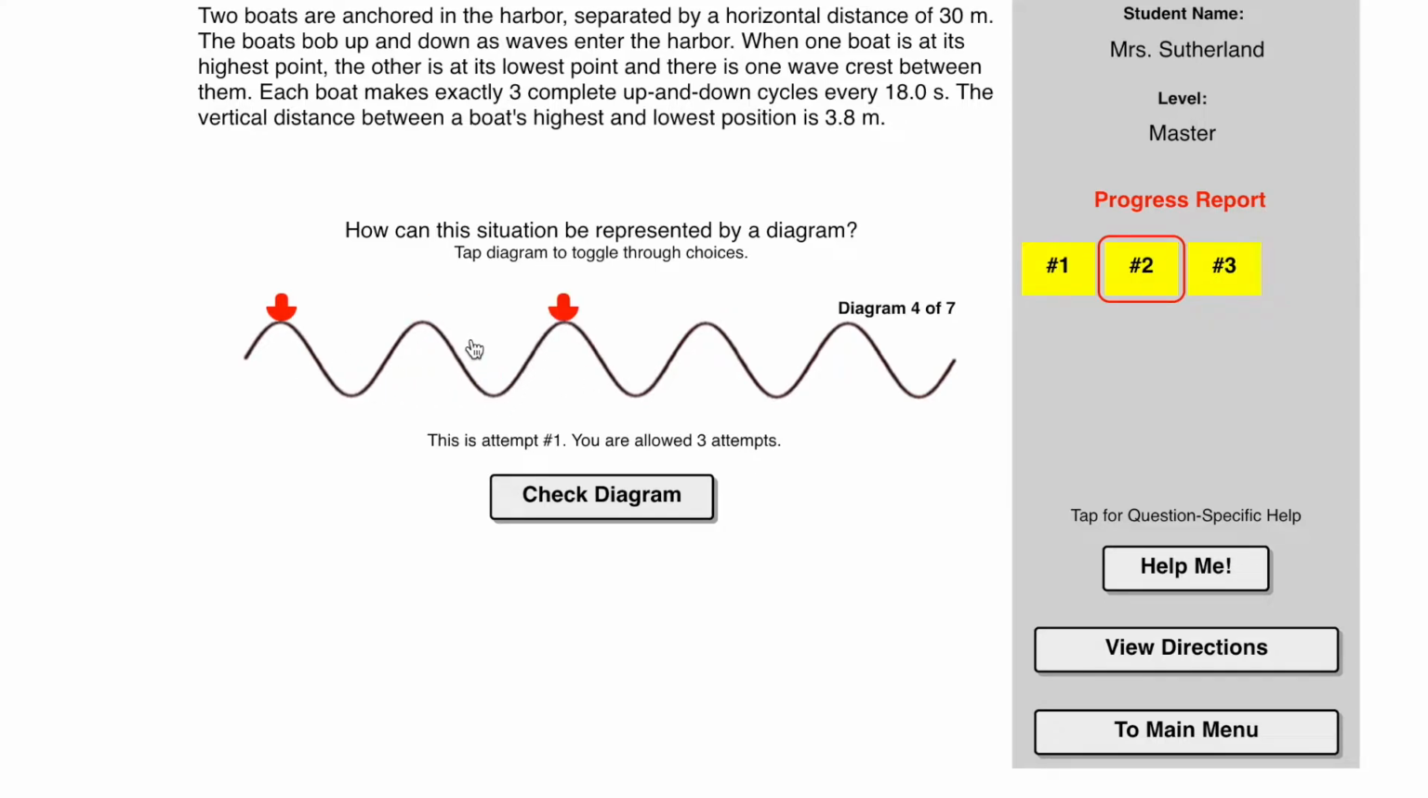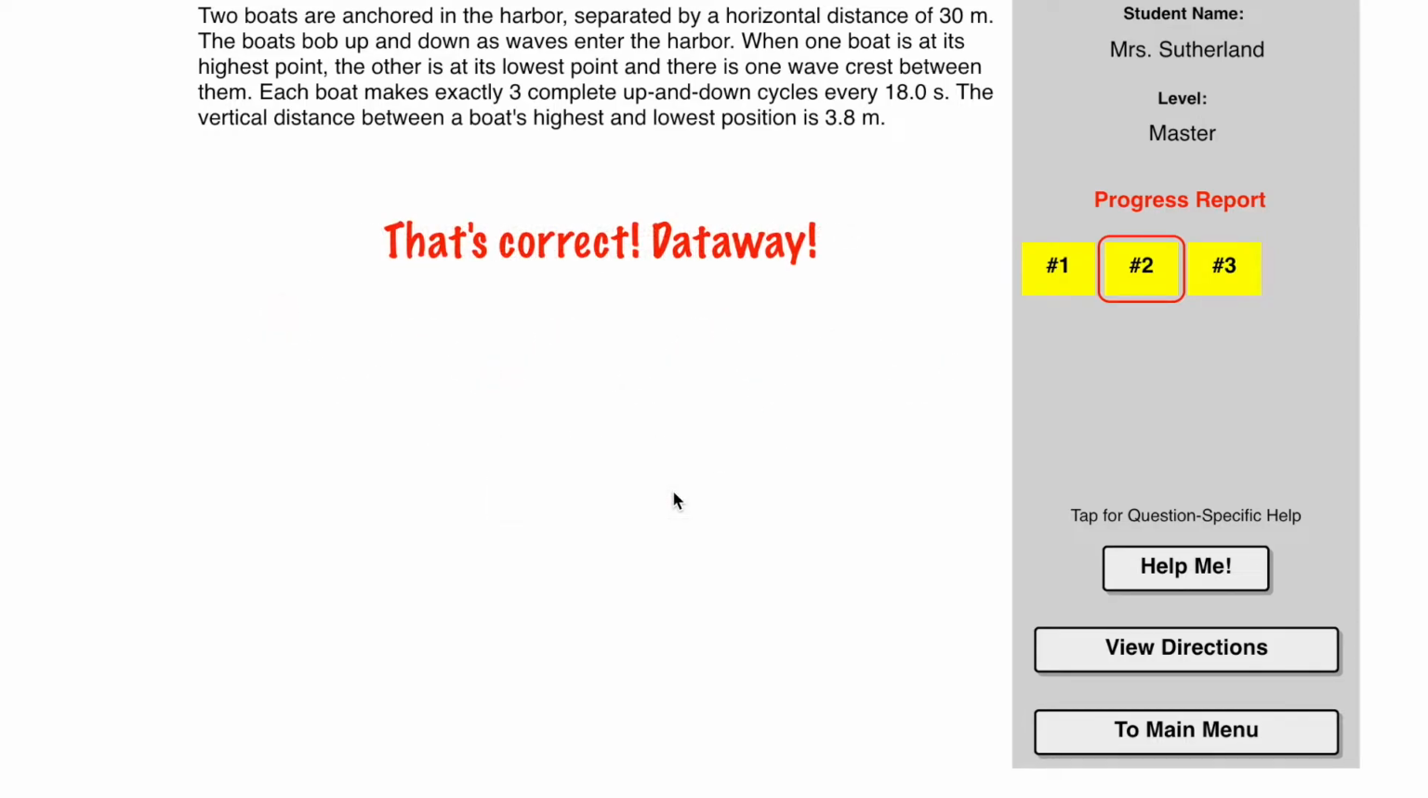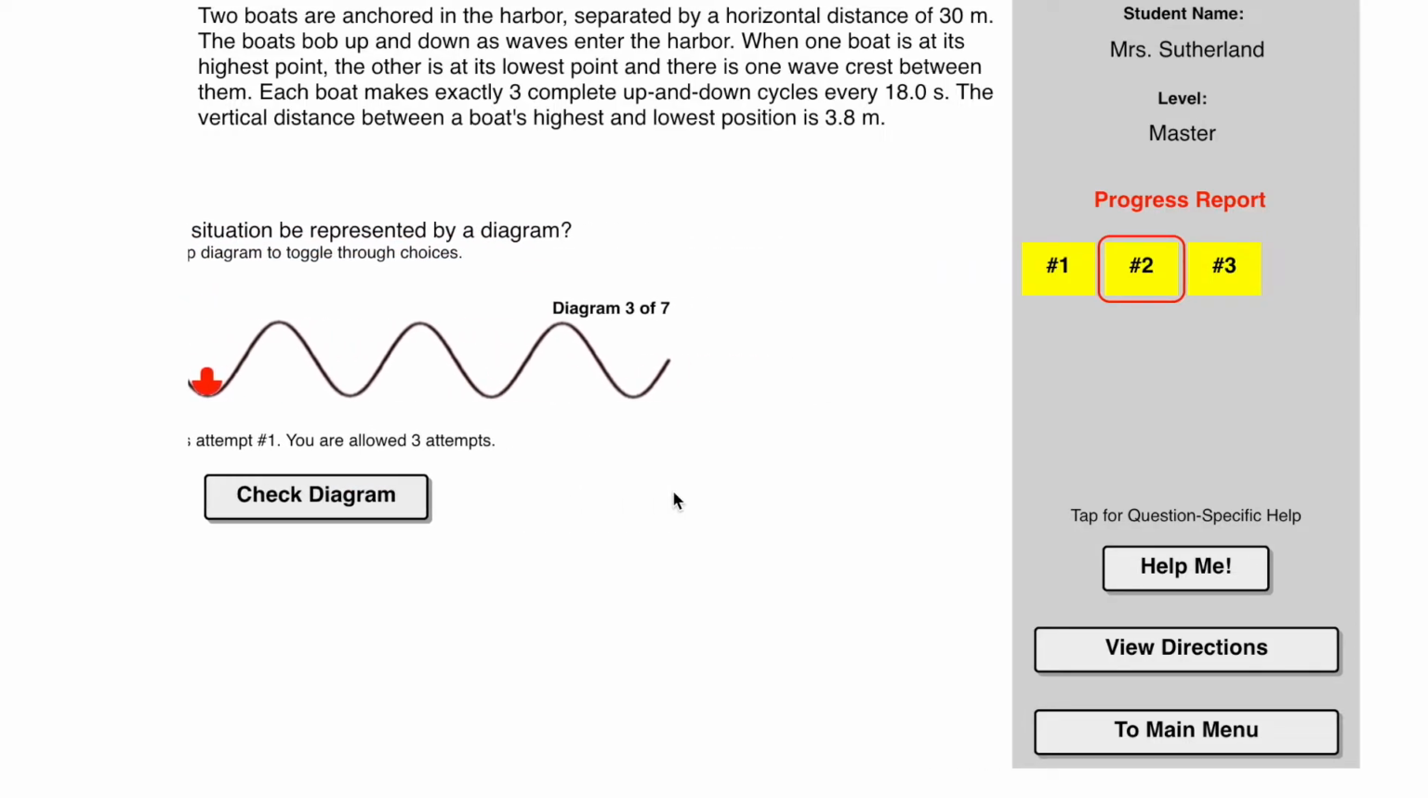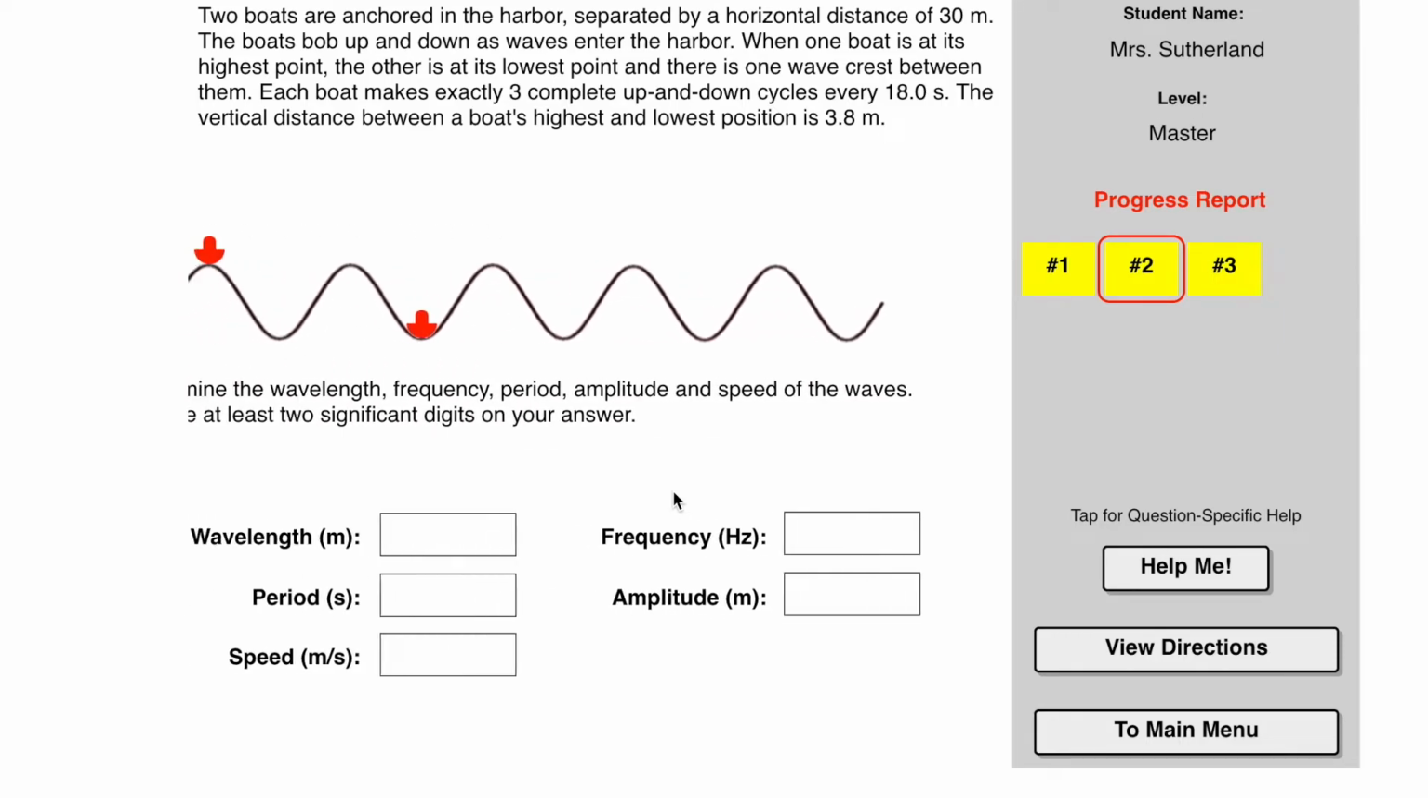If I click through here, I can put these boats at any place. So it says one boat is at its highest and the other is at its lowest, so this seems like it could be right, but there needs to be one wave crest between them. So if I click here, they're both at their highest point. I need this one to be at its lowest point and one crest between them, so I believe this is the correct diagram.